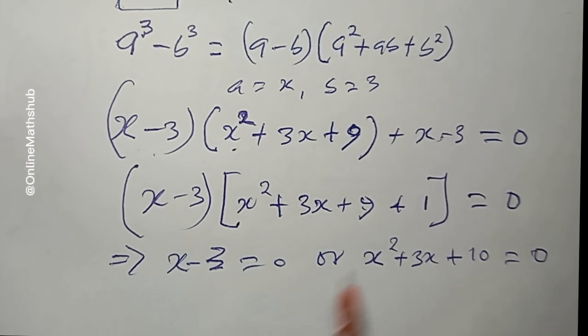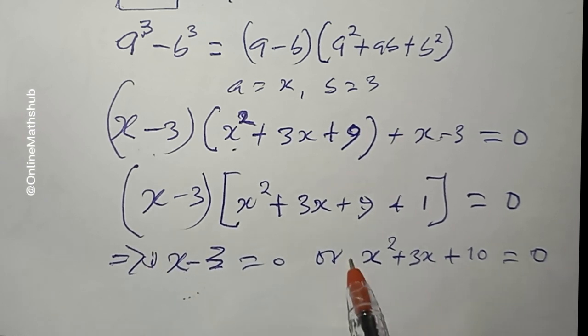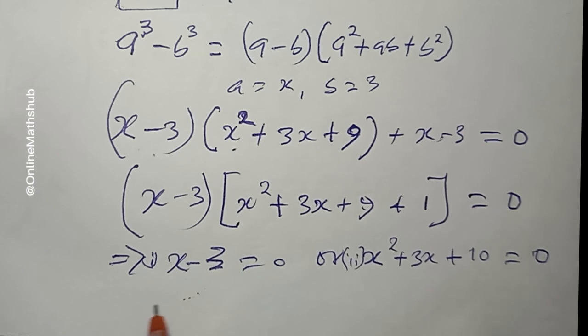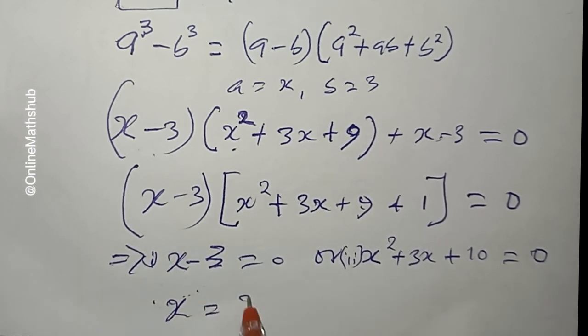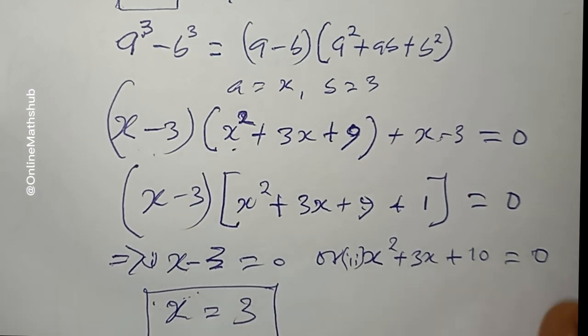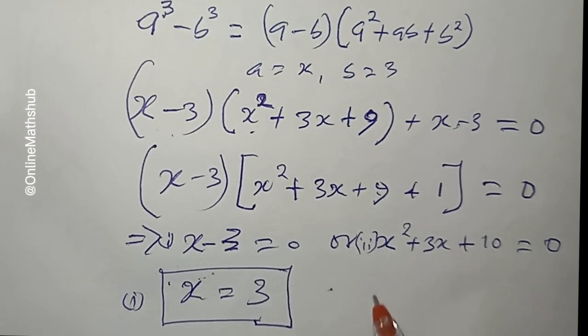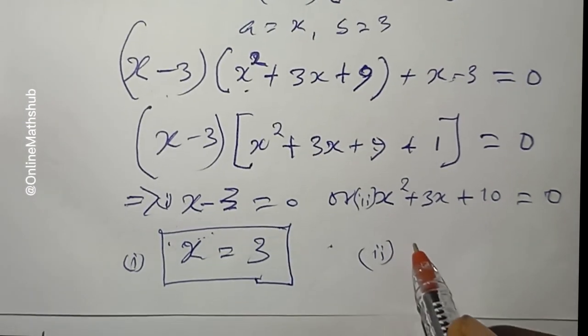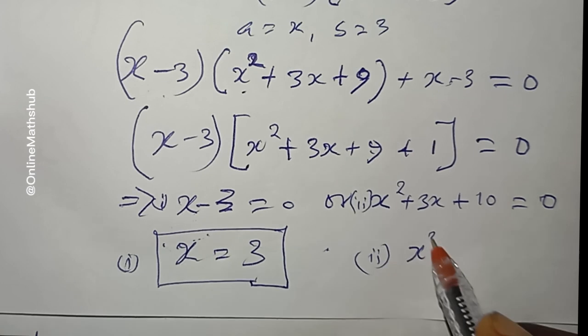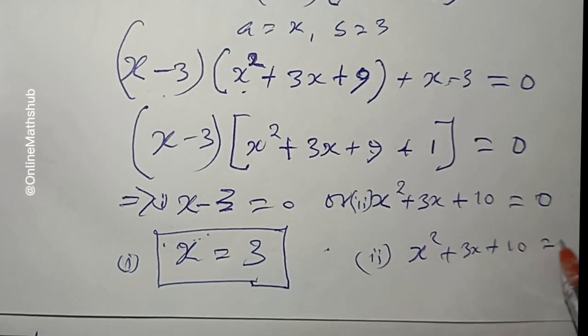Okay, so we're going to be solving both of them. Let's term this first one I and this second one II. So obviously you can see that from here x is equal to 3, and that's going to be the first solution to this problem, x equal to 3. So this is for I, and then for II, what we're going to be simplifying is x squared plus 3x plus 10 is equal to 0.